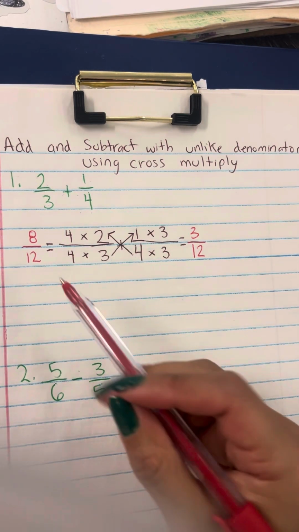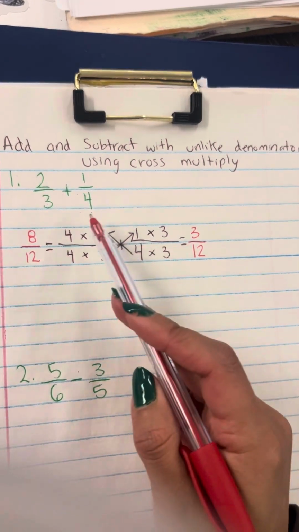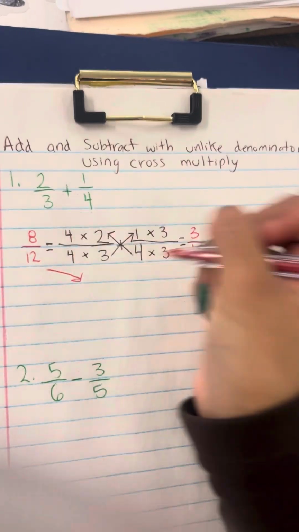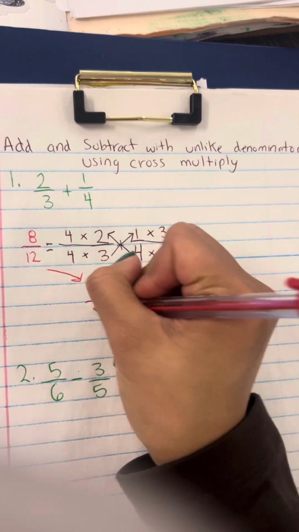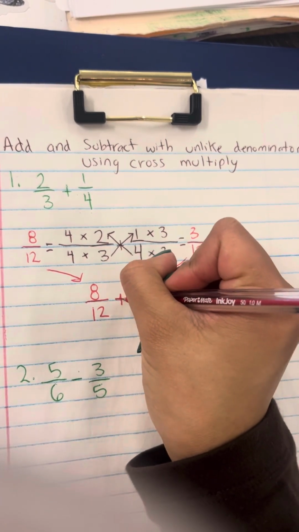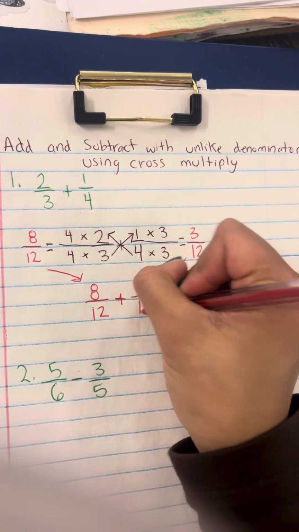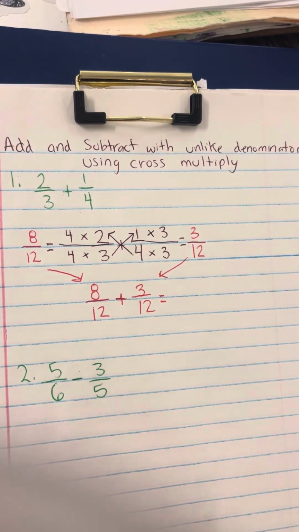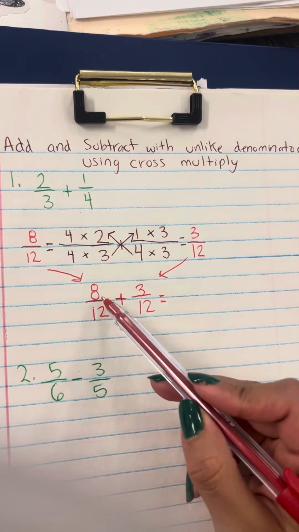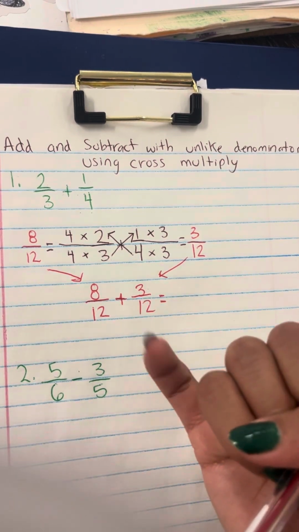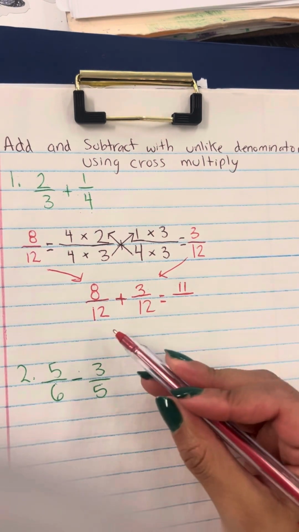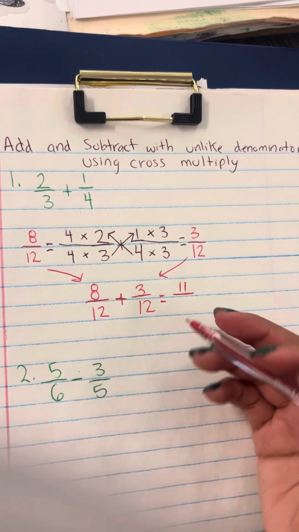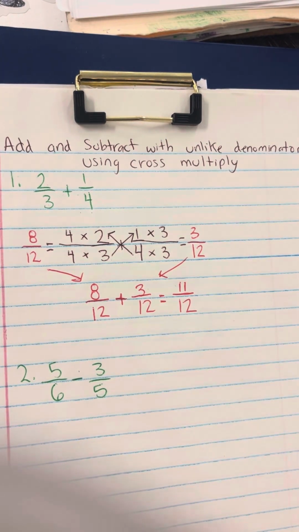Now our fractions both have the same denominator and now we can add. So I'm going to put little arrows just to show that I now have to add those fractions. So I have 8/12 plus 3/12. And then you can add across since now we have the same denominator. So 8 plus 3, 8, 9, 10, 11. And remember your denominator always stays the same, so it stays as 12. So my answer is 11/12.